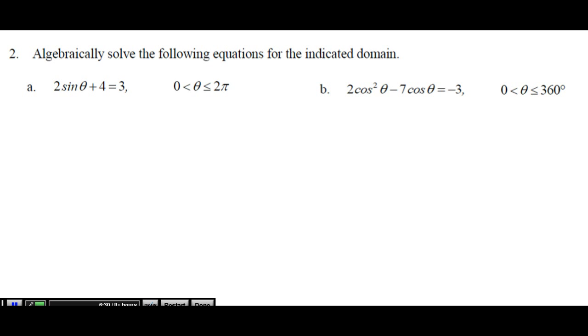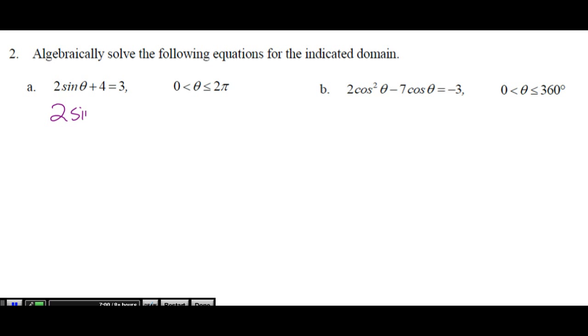So 2 sine theta plus 4 is equal to 3. What we want to do is isolate this, right? Get sine theta equals. And we know that sine theta is going to be equal, if it's exact values, and today is all about exact values, then we're going to end up with sine theta equals 0, or sine theta is a half, or it's root 2 over 2, or it's root 3 over 2, or it's 1, or it's any of the above, but with negatives.